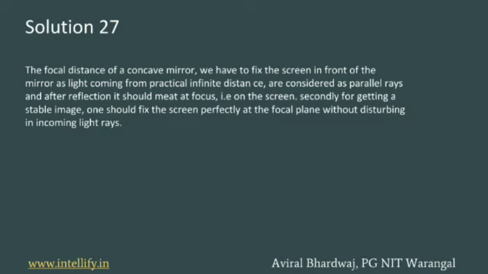We do this experiment to find a stable image and to find the image without disturbing the incoming light rays. We fix the screen in front of the mirror because light coming from a practically infinite distance is considered as parallel rays, so after reflection it meets at the focus, that is on the screen. Secondly, for getting a stable image, we can find the focal length without disturbing the incoming light rays. So the answer is: firstly, we find a stable image, and secondly, without disturbing incoming light rays.